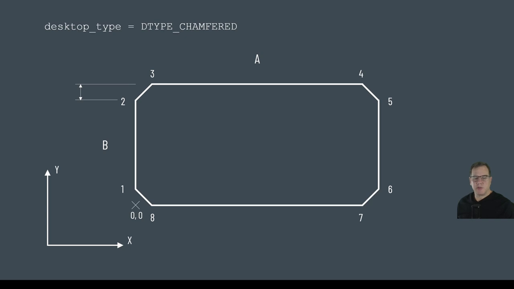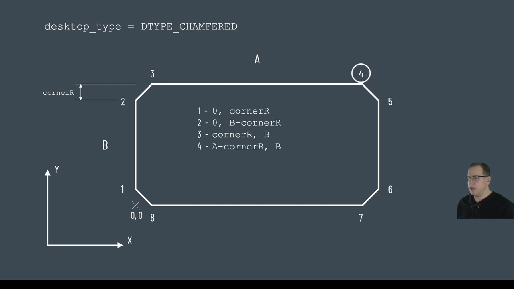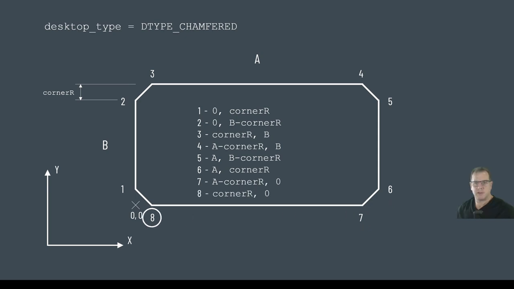Now, because we're also going to be doing a rounded option, and we'll use the same variable for the size of the rounding, we'll name this corner_R for radius. So our coordinate lines will be: 1 is going to be 0 in the x-axis and corner_R in the y-axis. Line 2 will be 0 in the x, B minus corner_R in the y. 3 will be corner_R in the x and B in the y. 4 will be A minus corner_R in the x and B in the y. You get the point. So we just complete the remainder of our coordinate lines. So there's our 8 coordinate lines.